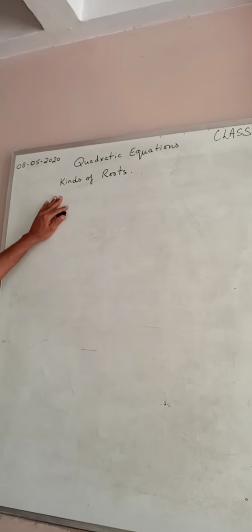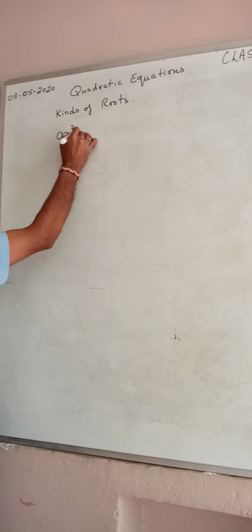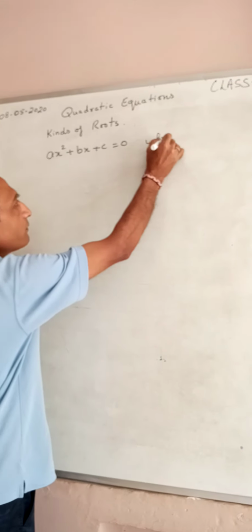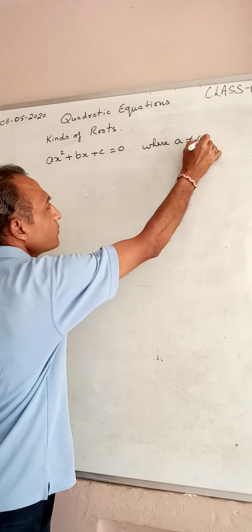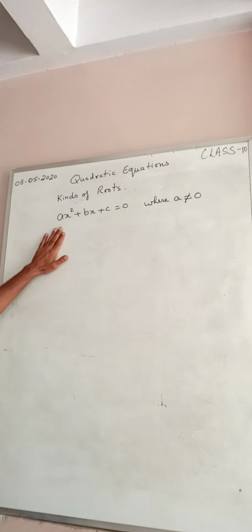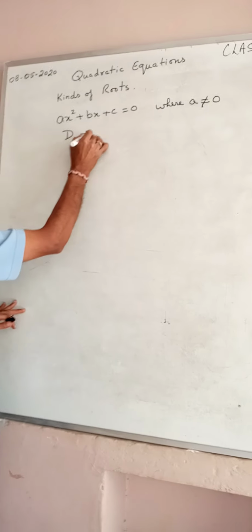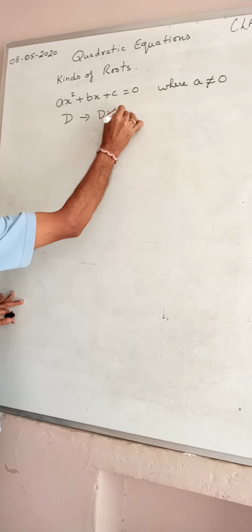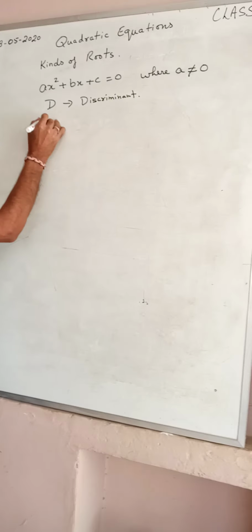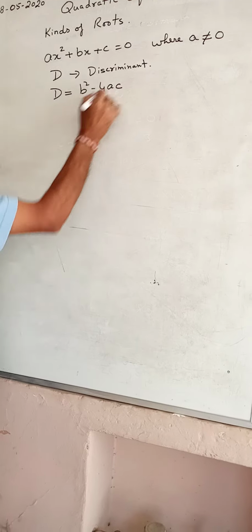Children, today we'll discuss the kinds of roots. We know a quadratic equation is of the form ax square plus bx plus c equals 0, where a is not equal to 0. Now, in order to find the different kinds of roots, the first thing that we need to find is denoted by capital D, and it is called the discriminant. It comes from the word to discriminate, and D is equal to b square minus 4ac.